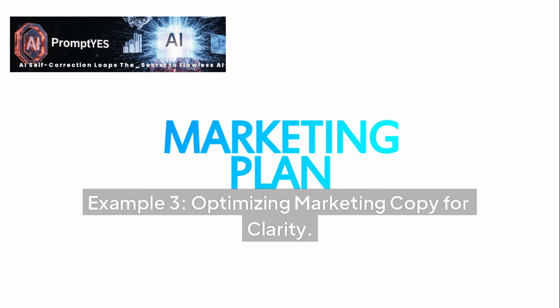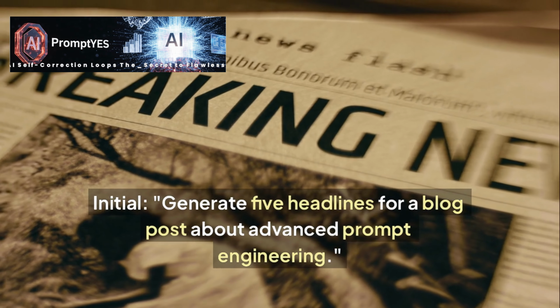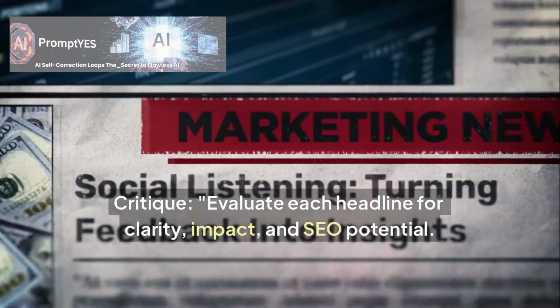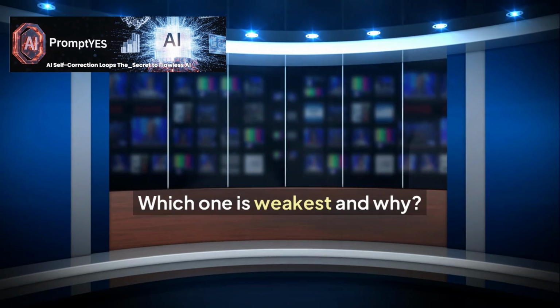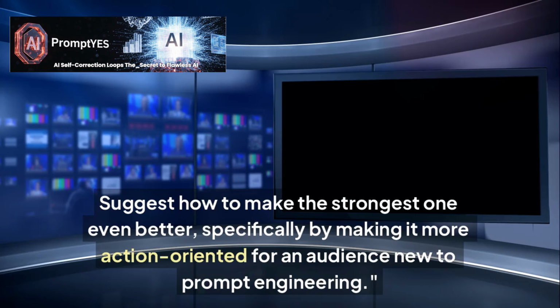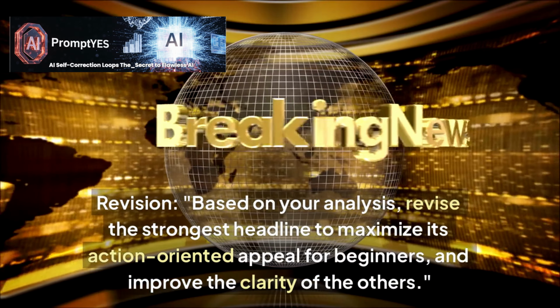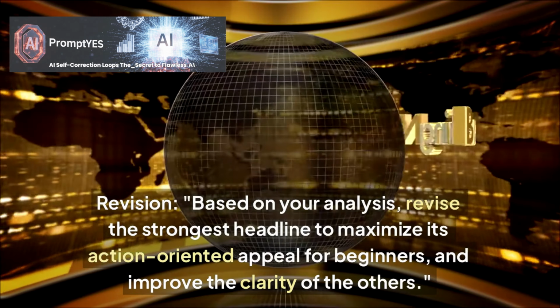Example 3. Optimizing marketing copy for clarity. Initial. Generate 5 headlines for a blog post about advanced prompt engineering. Critique. Evaluate each headline for clarity, impact, and SEO potential. Which one is weakest and why? Suggest how to make the strongest one even better, specifically by making it more action-oriented for an audience new to prompt engineering. Revision. Based on your analysis, revise the strongest headline to maximize its action-oriented appeal for beginners, and improve the clarity of the others.